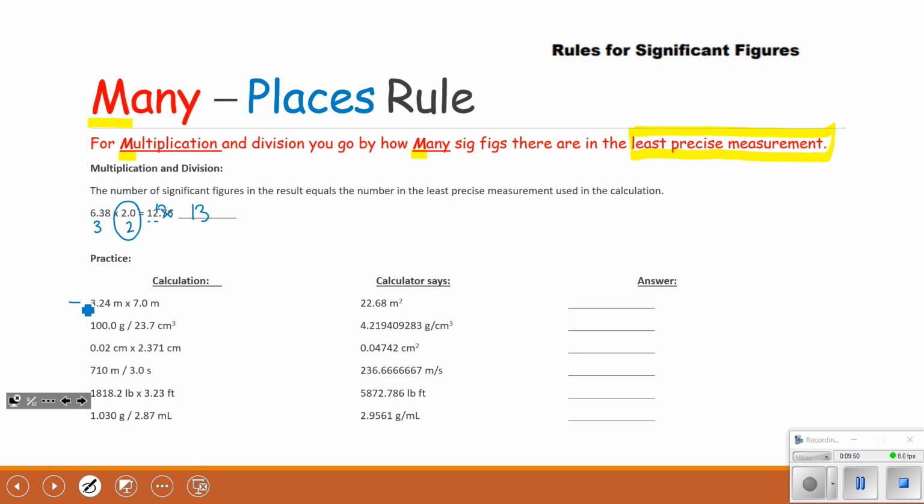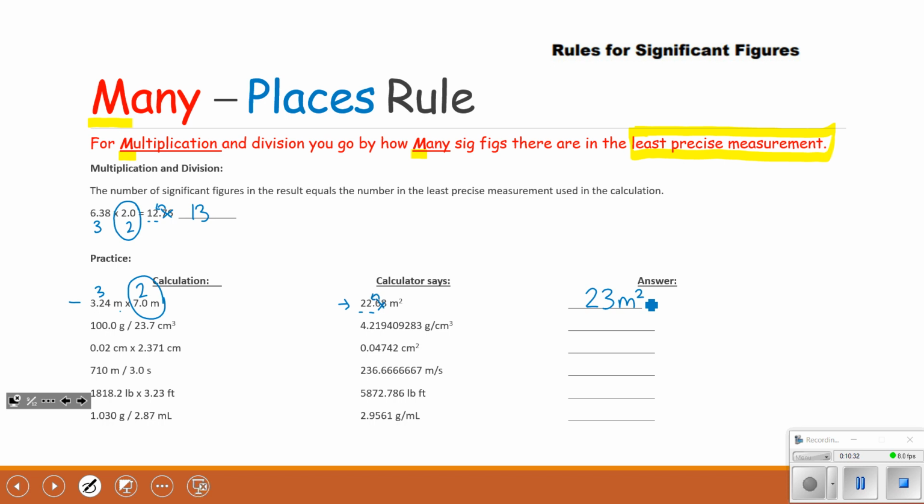So in this first calculation, you have 3.24 meters. That has 3 significant figures. times 7.0 meters, which only has 2 significant figures. This is going to drive what we can keep in our answer. So your calculator says 22.68 meters squared. You can only keep 2 significant figures, so you're going to keep that one and that one. And you're dropping these. The 6 will round the last one up to a 3. So your answer is expressed as 23 meters squared.